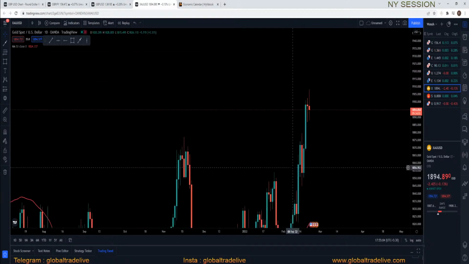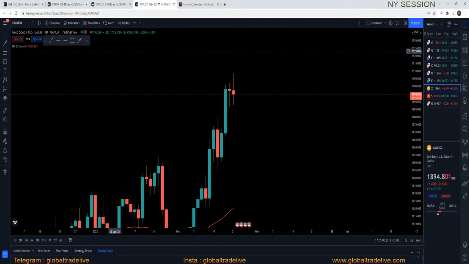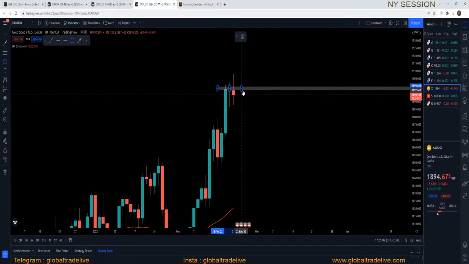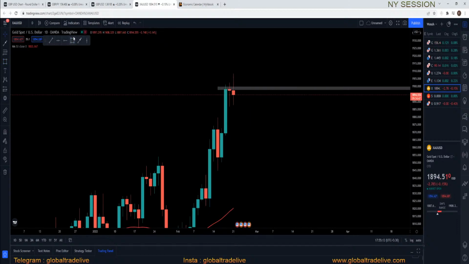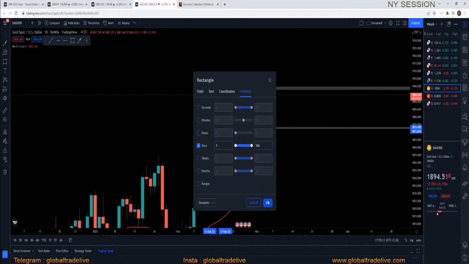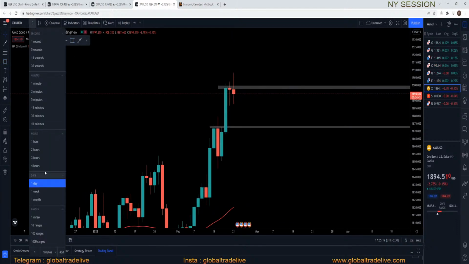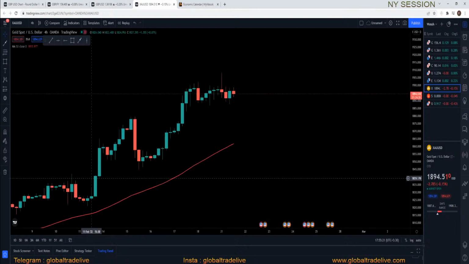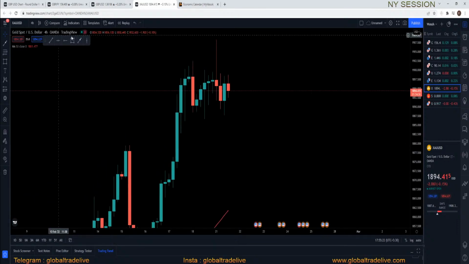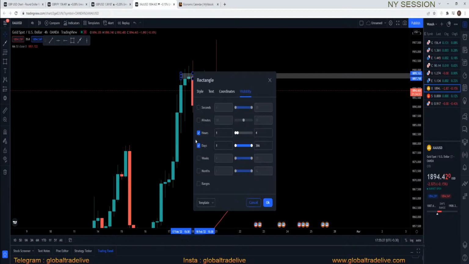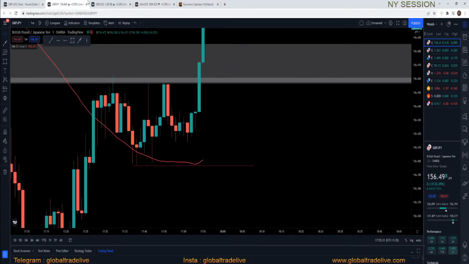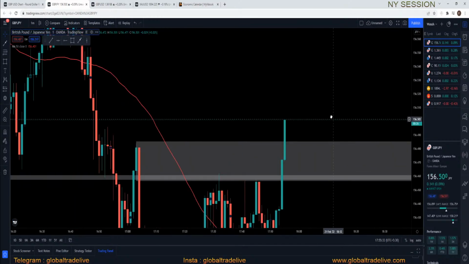And if you look at the daily, then the daily has created a resistance over here. So from here it can move down and tap this area. So daily is also bearish for me. If you look at the 4 hour, then the 4 hour is just ranging.